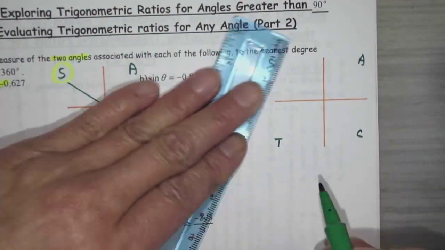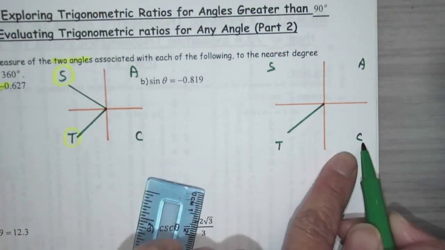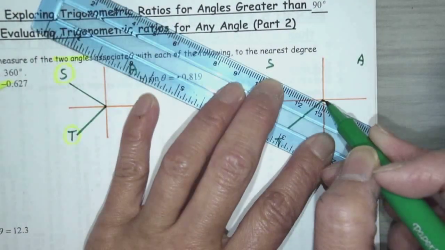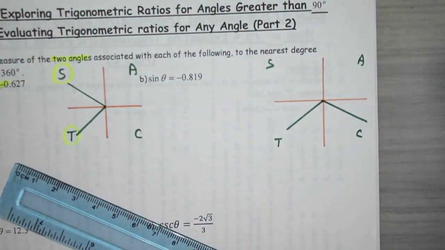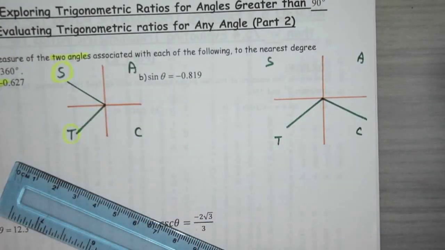Am I going to draw it here? Yes, I'm going to draw it here because tan is positive, which means sine is negative. And then here, am I going to draw it here? Yes, because cos is positive, which means sine is negative. So every single time you do this, there will always be two answers. Two for the positive, two for the negative.